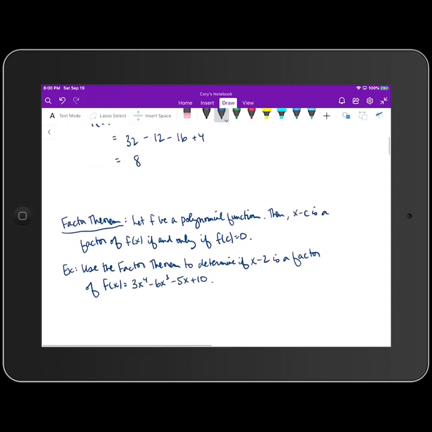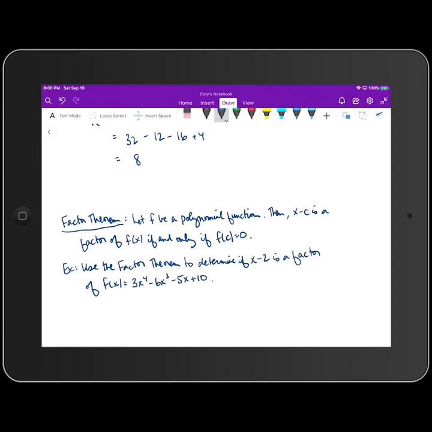Okay, let's move on to the next theorem, the factor theorem, which says to let f be a polynomial function, then x minus c is a factor of f of x if and only if f of c is equal to 0. So you should see some similarities with the remainder theorem. If we were to explain the factor theorem in the context of the remainder theorem, the factor theorem is saying that x minus c is going to be a factor if it gives us a remainder of 0.